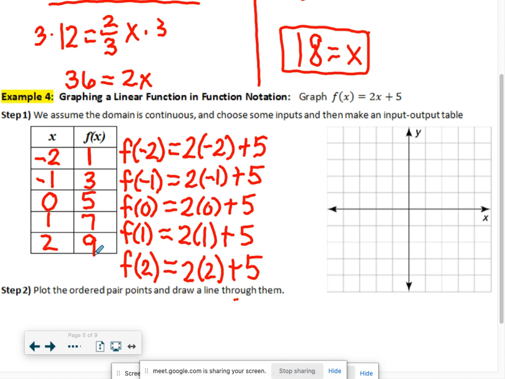So at -2, so left 2, we go up 1. At -1, up 3. At 0, 5. That's all we're going to fit on there. That's okay. And now we can connect them.